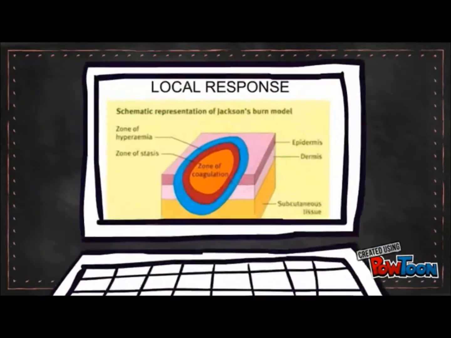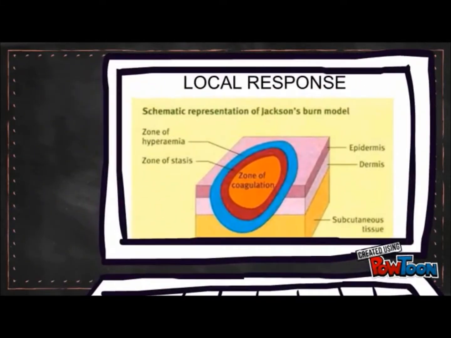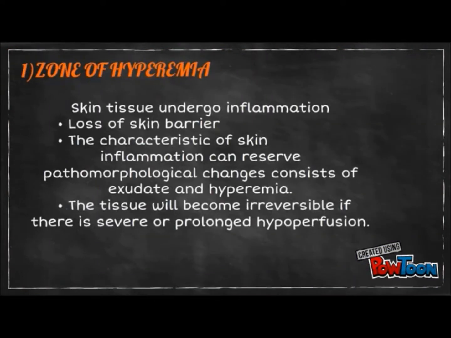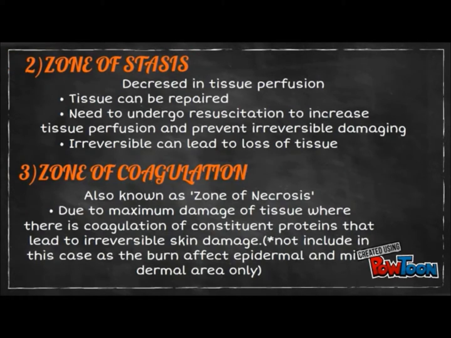This is portrayed under Jackson's burn model. There are three zones in this model. The first zone is the zone of hyperemia, where the skin tissue undergoes inflammation due to loss of skin barrier. The characteristic of this skin inflammation is that it can be reversed. Second is the zone of stasis, where tissue perfusion is decreased. Tissue can be repaired if it undergoes resuscitation. Lastly is the zone of coagulation, also known as the zone of necrosis due to maximum damage of tissue.